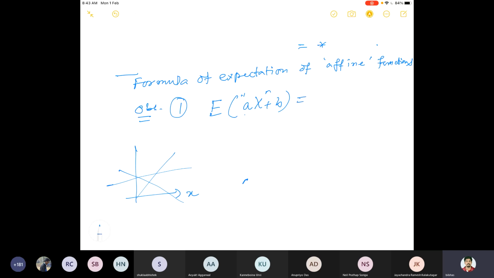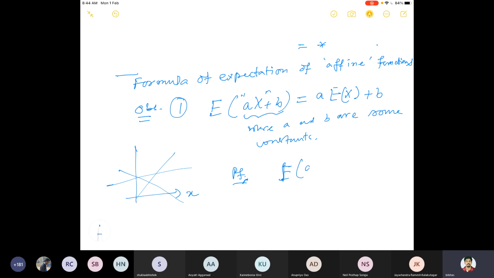So you can prove using the definition, it is a times E[X] plus b. So this is a ready-made formula you can have for this nice-looking function aX plus b, where a and b are just real numbers, some constants. So you have a ready-made formula for this. If you just want to prove it, we can prove it in one line, just the proof if you want.